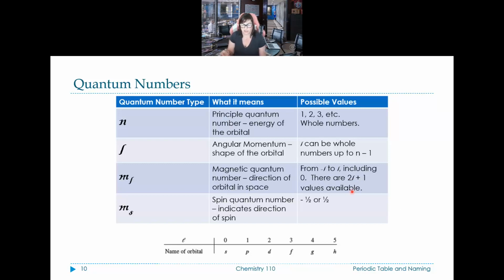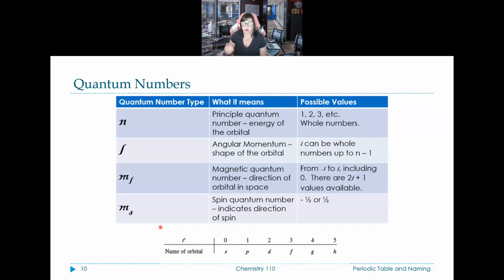There are 5 directions for D, but they're very complicated and mathematical, and it's just more than I want to deal with, and probably more than you need to deal with. So MS is our spin quantum number. It indicates the direction of spin on the electron.